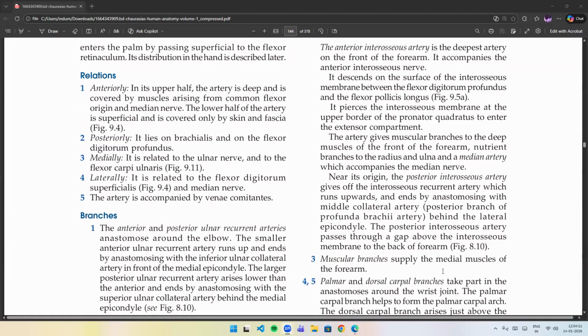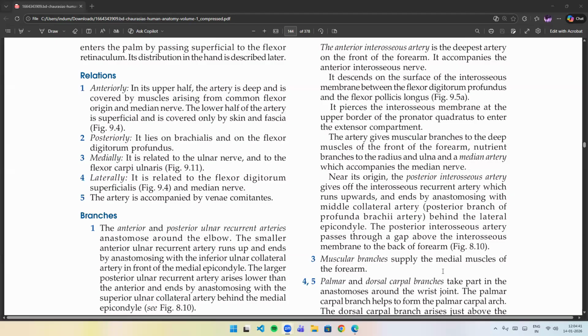Relations. Number 1. Anteriorly. In its upper half, the artery is deep, and is covered by muscles arising from common flexor origin and median nerve. The lower half of the artery is superficial and is covered only by skin and fascia. Figure 9.4. Number 2. Posteriorly. It lies on brachialis and on the flexor digitorum profundus.